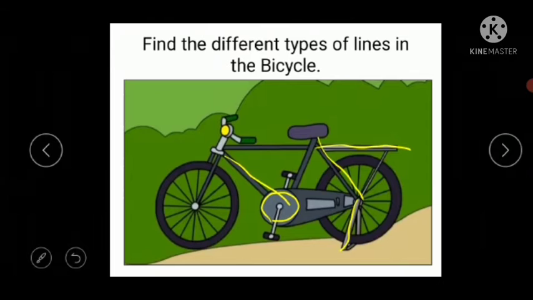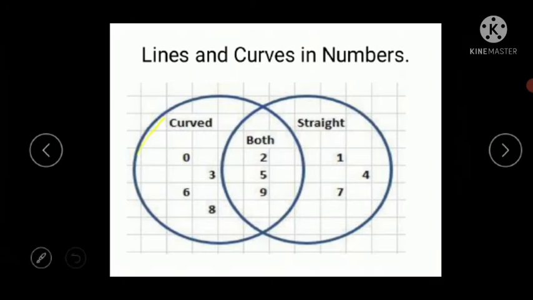Look at the picture. See, while writing the numbers, we are using the lines and curves. See here, we have two circles over here. One is for curved line and another one is for straight line. See, both lines are joining here, right? So, we will see one by one.